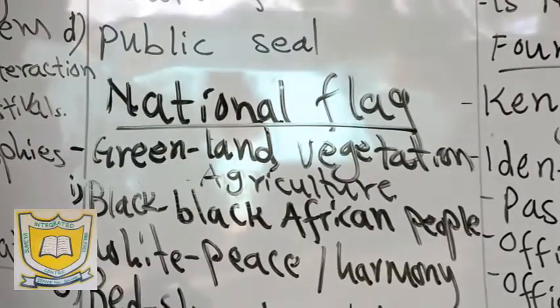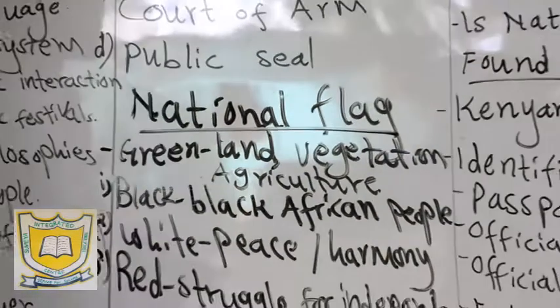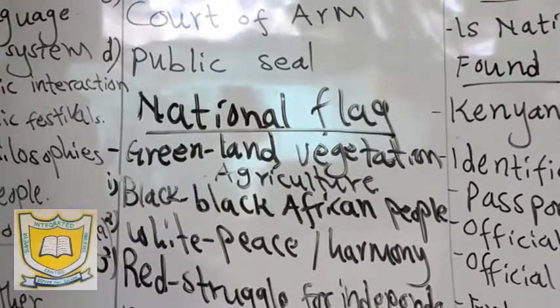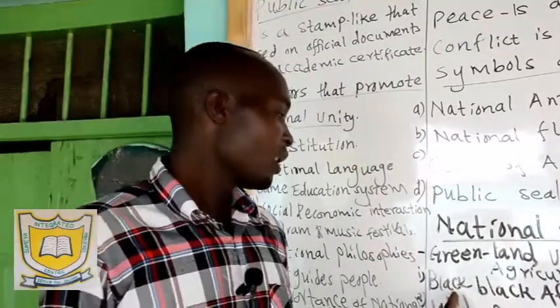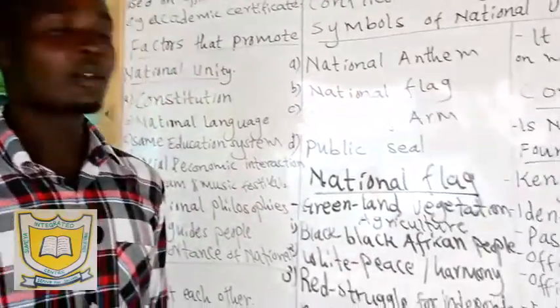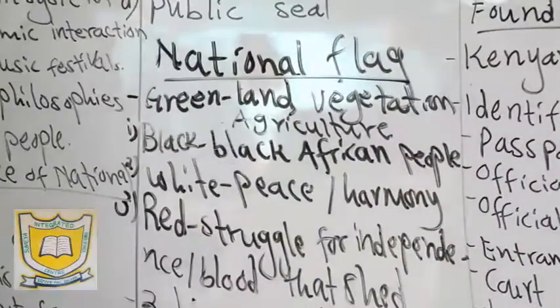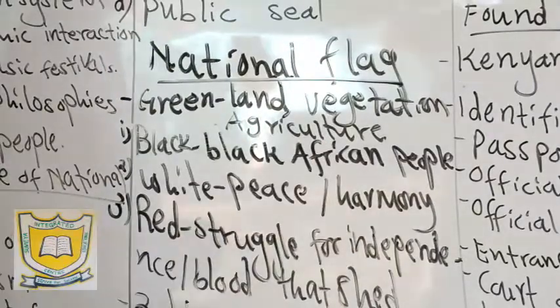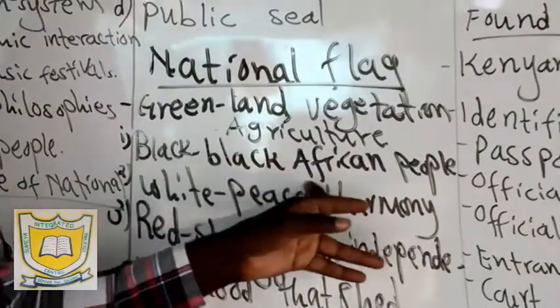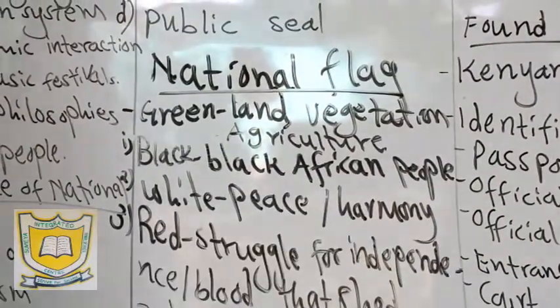Because we know very well in Kenya we depend on agriculture, which gives us food and even the foreign exchange in the country. Then we have black. Black represents black people or African people like me. Those are the people who are found in Kenya. So that is the black color, representing African people.